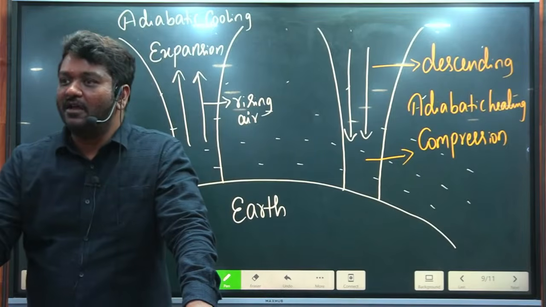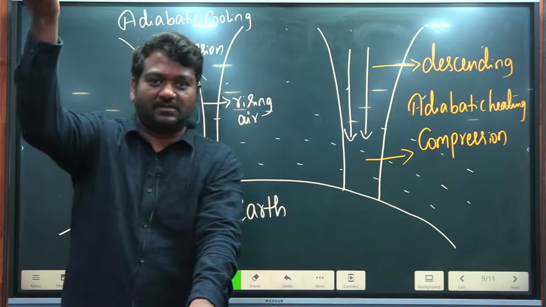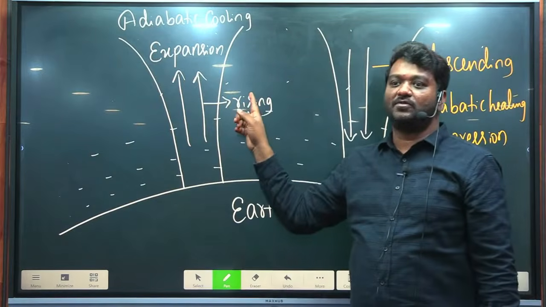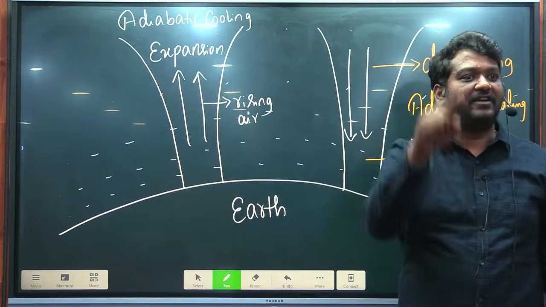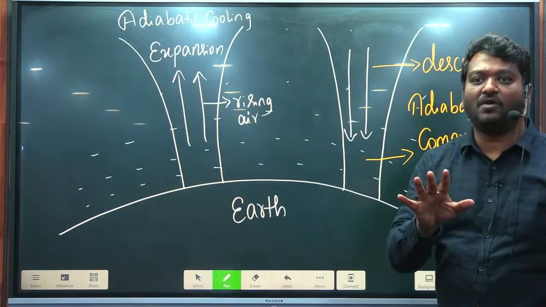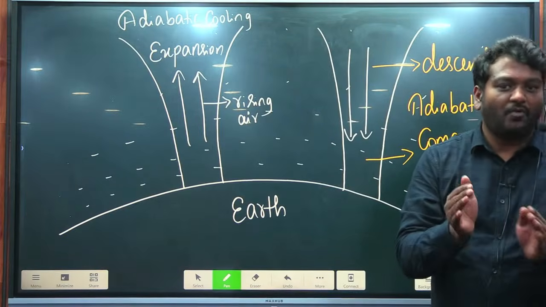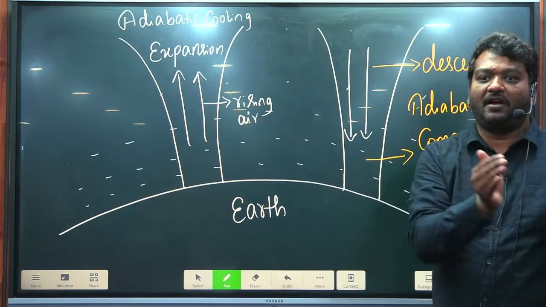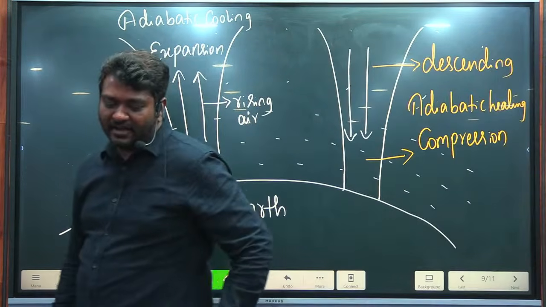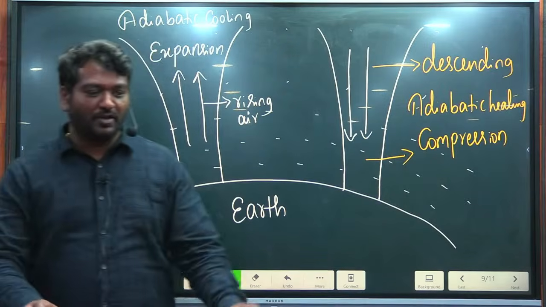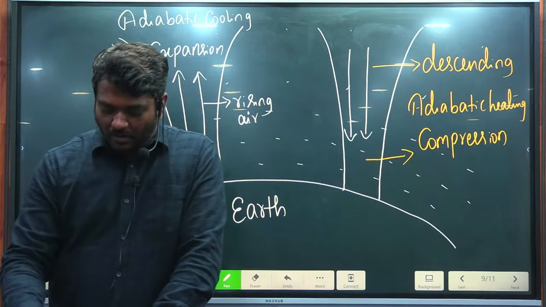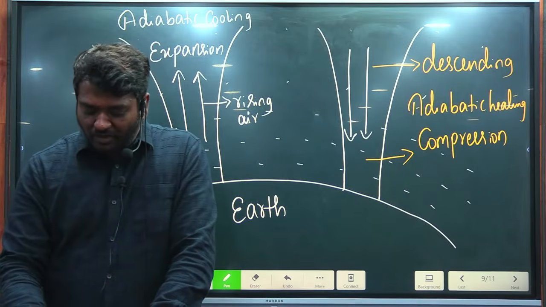What is the mindset? Wherever air rises, there will be what? Adiabatic cooling. Adiabatic cooling leads to what? Rainfall. Wherever air descends, there will be adiabatic heating, and if there is heating, there is no rainfall. Getting the point? What is it called? Adiabatic heating, adiabatic cooling. You write a subheading as adiabatic heating and cooling.